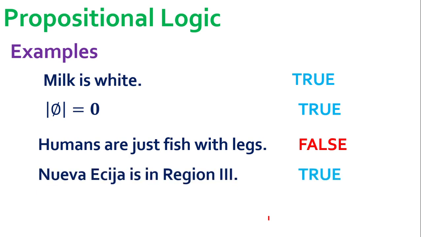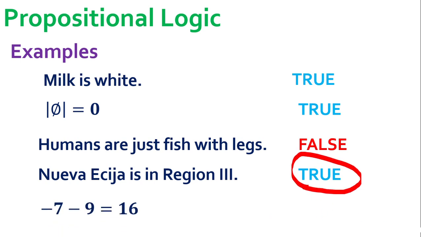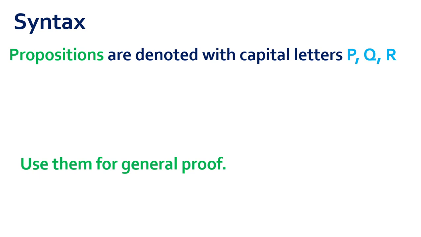The VCI is in region 3. So, alam natin to ay true. Okay, next. Negative 7 minus 9 is positive 16. Which is, alam natin na false. So, at least naiintindihan nyo yan, ha? Okay. So, we have the syntax.